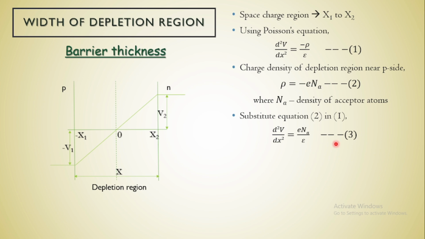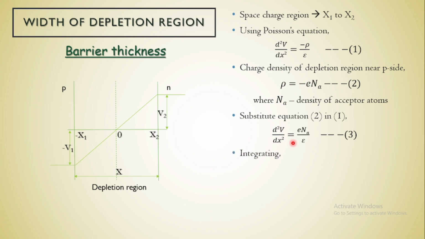Call it as equation number 3. As I told you, if we need to understand about x, we need to know x1 and x2. For that we need to know v1 and v2, based on which we can find out vb. So here we can observe there is a term of potential, and if we need to find out the value of v, we need to double integrate it.